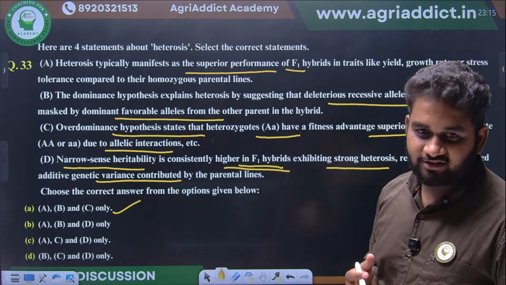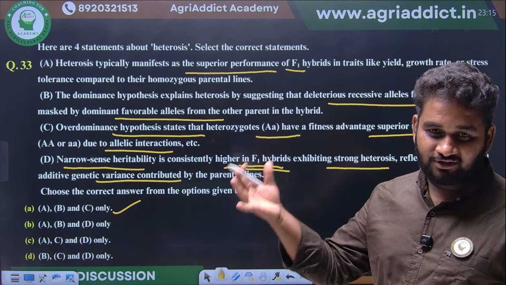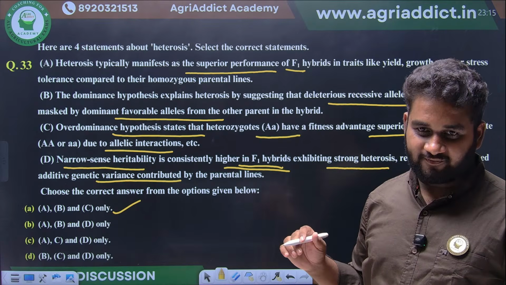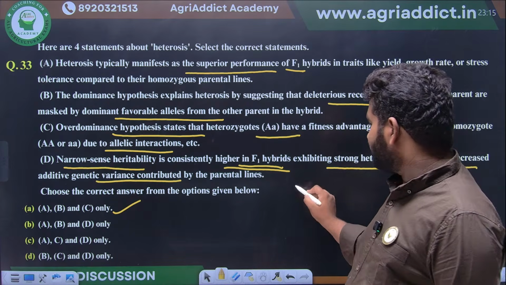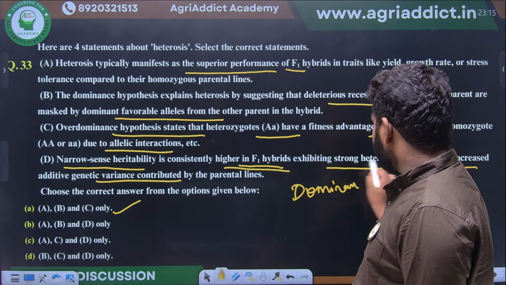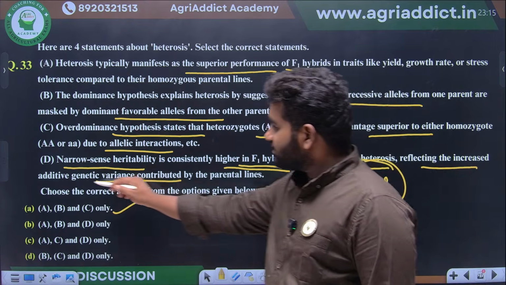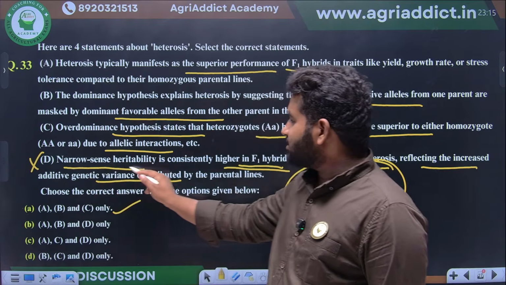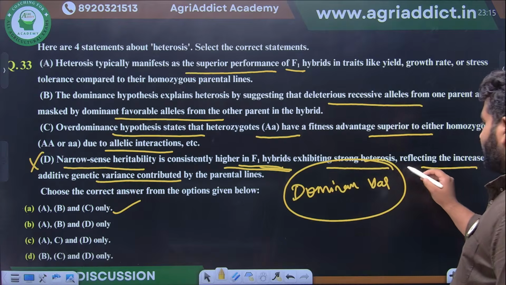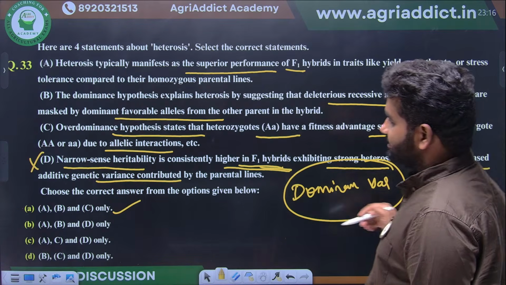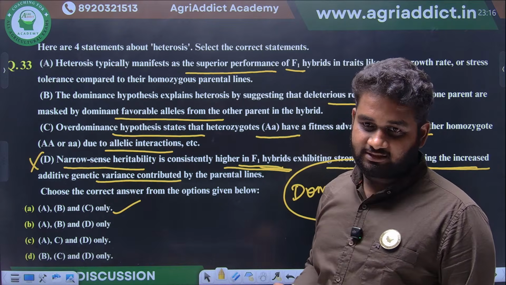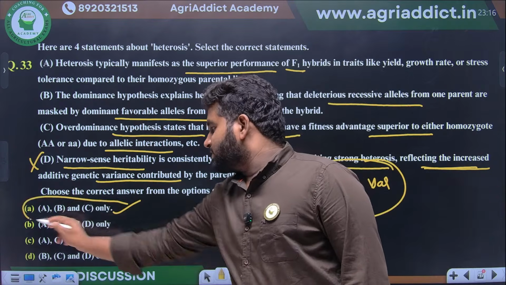That's what heterosis tells, whether it is due to heterozygosity or the deleterious allele masking effect. There should be dominance variance, not additive variance. So this is the wrong option. They are telling narrow sense heritability is consistently higher in F1 hybrids exhibiting strong heterosis, reflecting increased additive genetic variance. It is due to increased dominance genetic variance. Only A, B, C are correct.